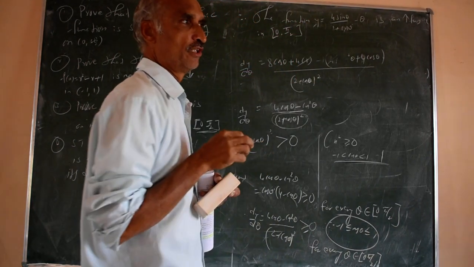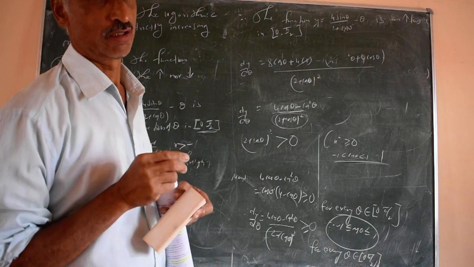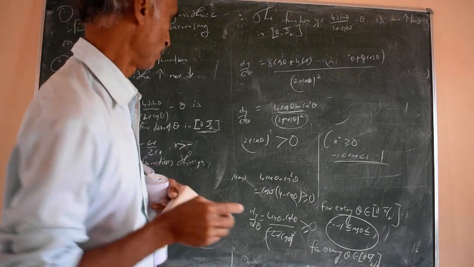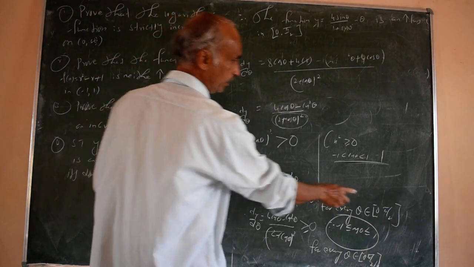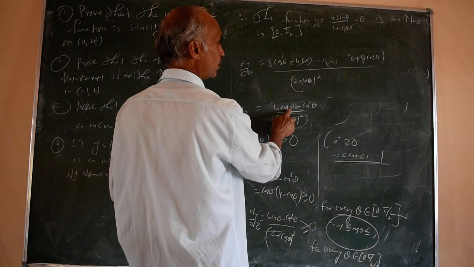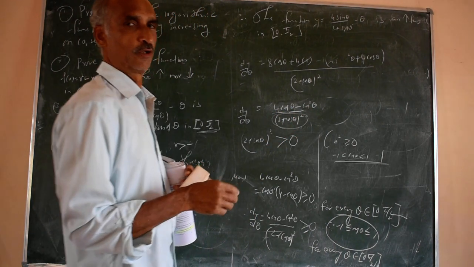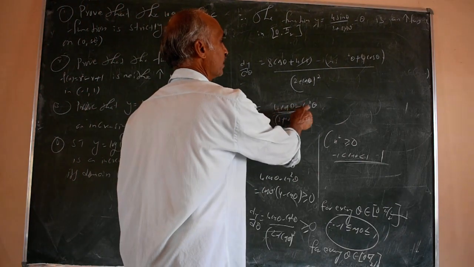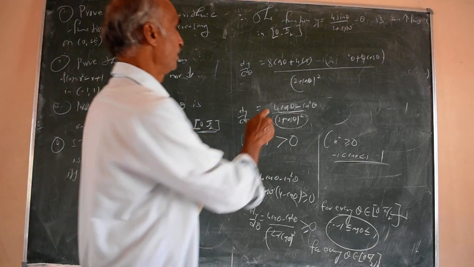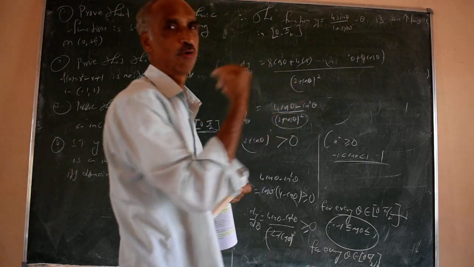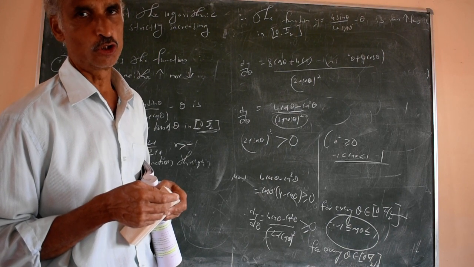Whenever increasing is there, strictly word is not there, then closed interval should be taken, because at the boundary values dy by dx means f dash of x may be equals to 0. At the boundary value theta equals to pi by 2, cos pi by 2 is 0, cos square pi by 2 is 0, therefore 4 into 0 is 0, minus 0 square is 0, 0 minus 0 is 0, 0 upon something is 0 only. 2 plus cos pi by 2 is 2, 2 square is 4, 0 upon 4 is 0, 0 upon anything is 0, except 0 by 0.